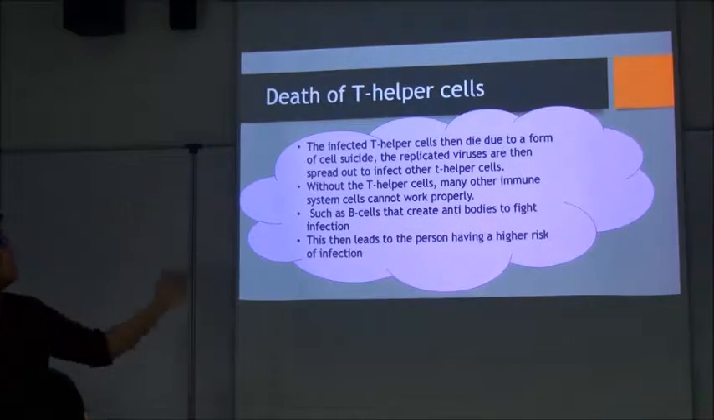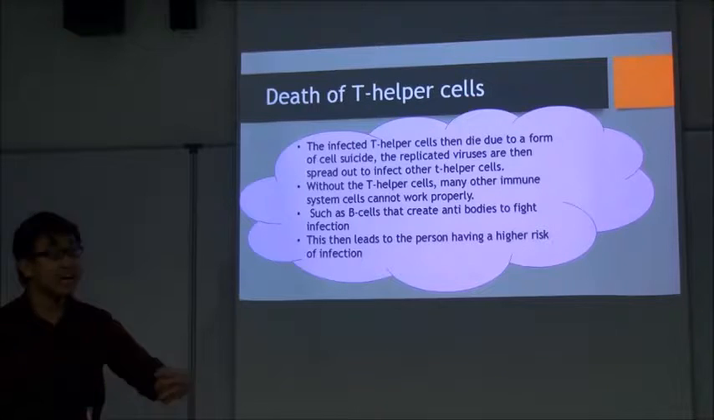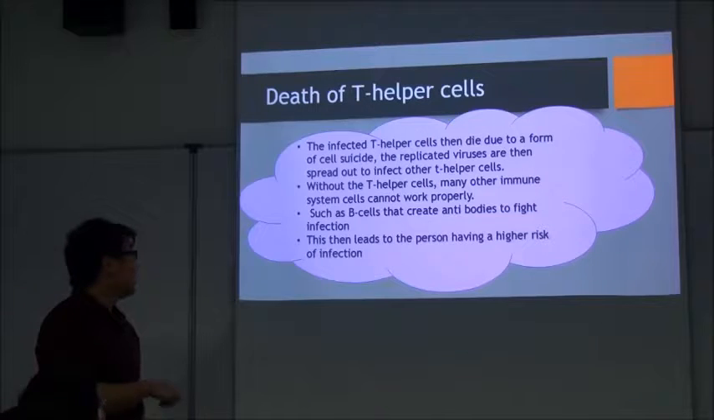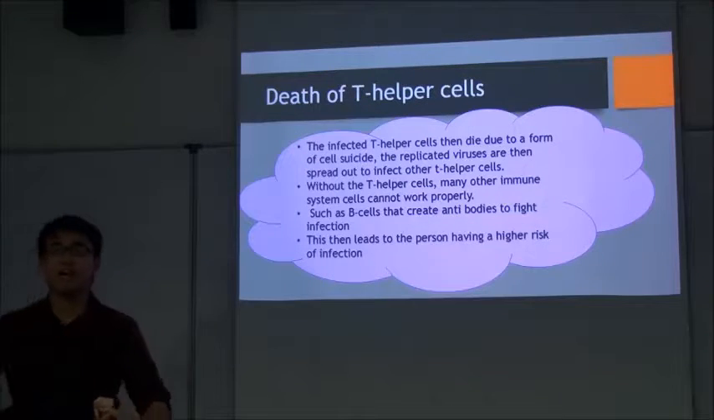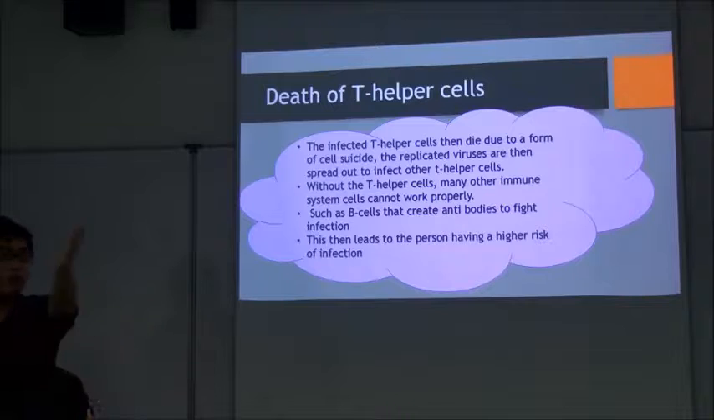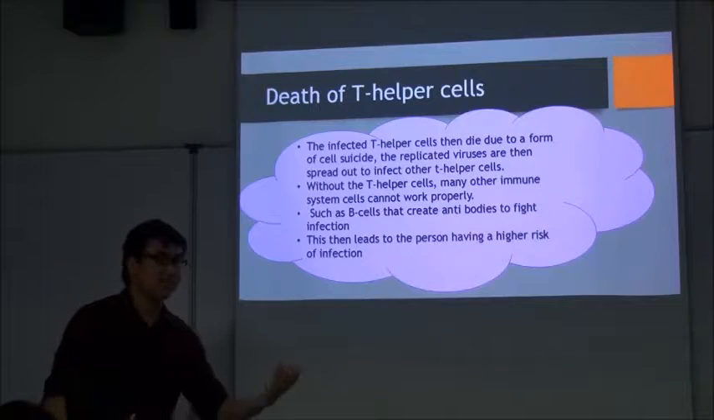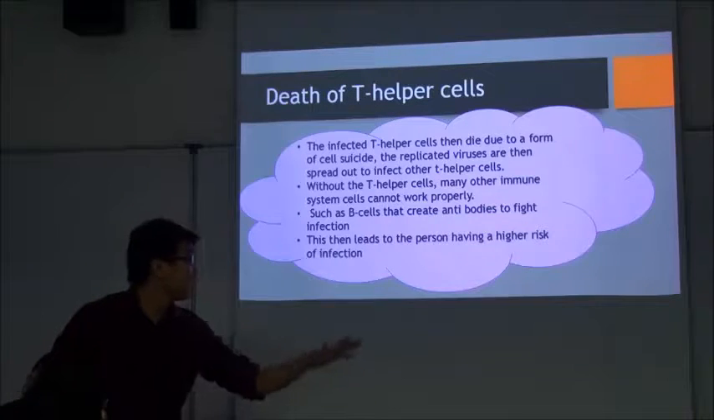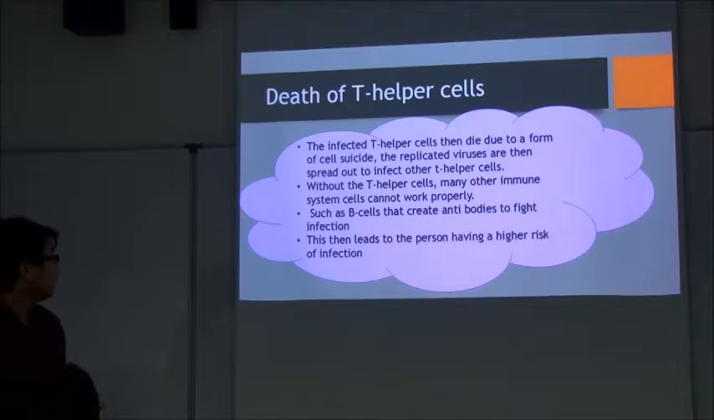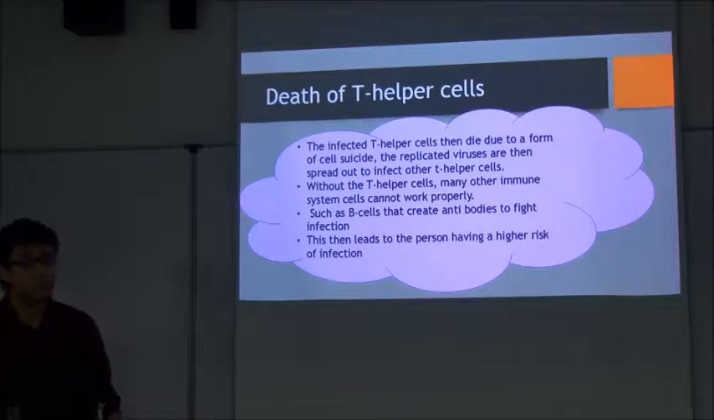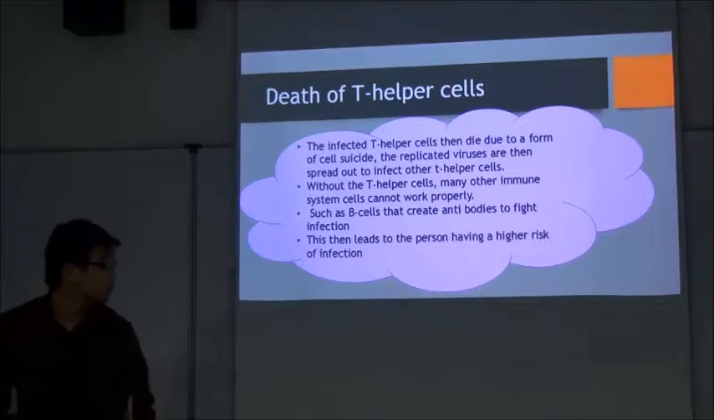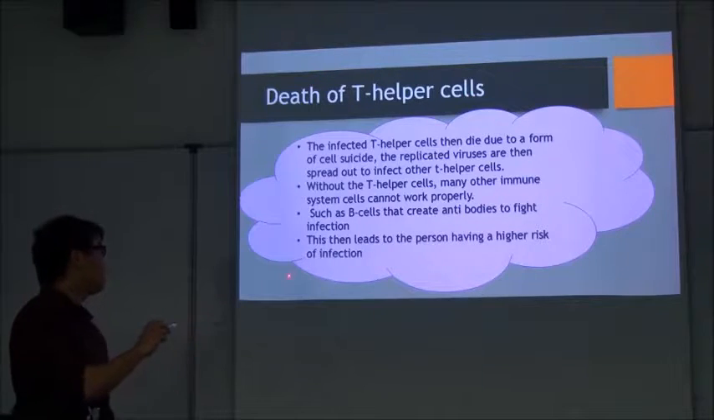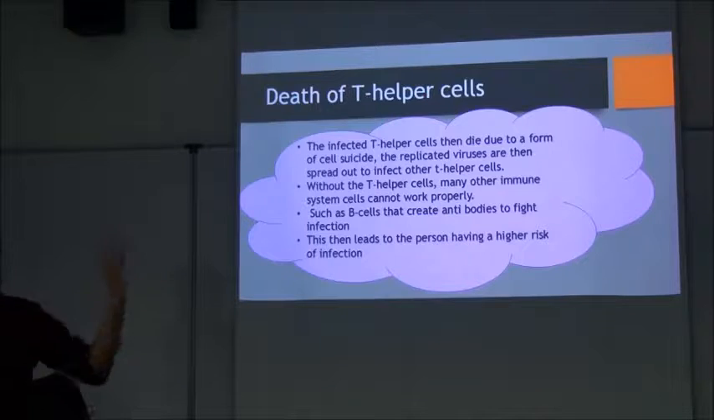Alright, now moving on to the death of the T helper cells. The infected T helper cells, or CD4+ cells, then die due to a form of cell suicide. The replicated viruses are then spread out to infect other T cells in nearby areas. According to the analogy, it's like a grenade, and the shrapnel is the viral DNA. It explodes, the shrapnel moves around and infects other T helper cells. Without the T helper cells, many other immune system cells cannot work properly, as I stated earlier, such as B cells, cytotoxic T cells, and macrophages. This then leads to the person having a high risk of infection, which is very important.